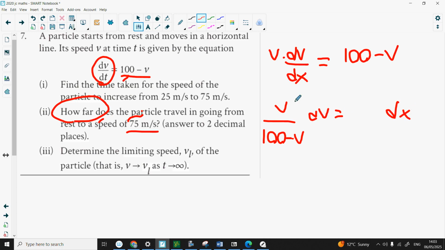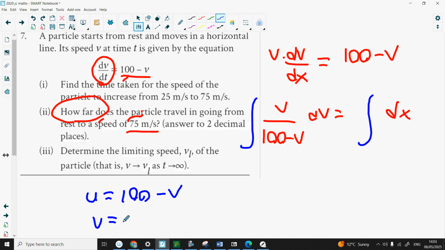Then I'll bring v over 100 minus v, v equals dx. Does anybody remember how I did this last time? I did a u substitution. What was my u substitution? u is 100 take away v. By that logic, v on its own is 100 take away u. Is that right? Actually, before I did that even, I should have done du/dv.